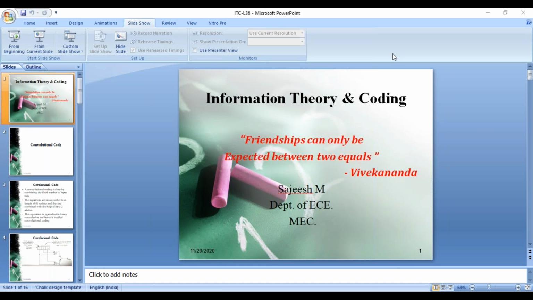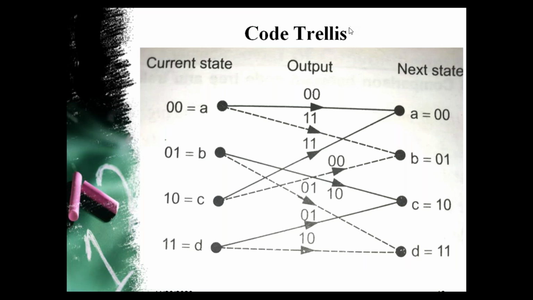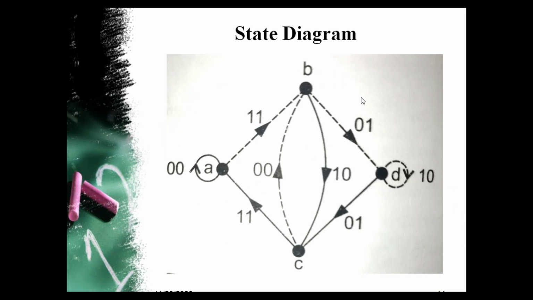We are representing all the possible states twice, and we draw the transition from one to the other. The dotted line represents input message bit 1 and the continuous line represents 0 as the input. Along that path we represent the output bits. Okay, next we can move to the next representation, that is the state diagram.